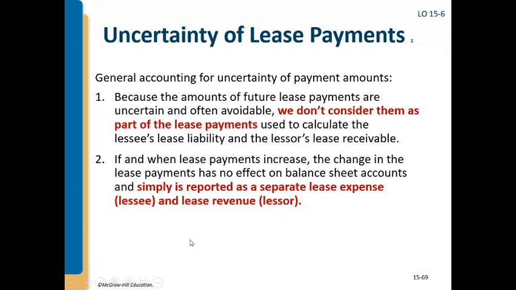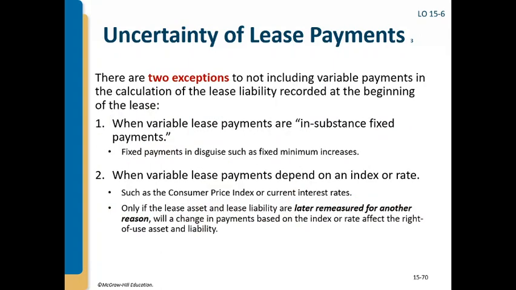And so the general rule concerning these uncertain lease payments is we don't do anything with them until things become certain. And so at the point they become certain, it just becomes an additional separate lease expense for the lessee, and an additional separate lease revenue for the lessor. Now there's two exceptions to that general rule. One of those is when the variable lease payments are in essence fixed payments, a disguised fixed payment, such as a fixed minimum increase.